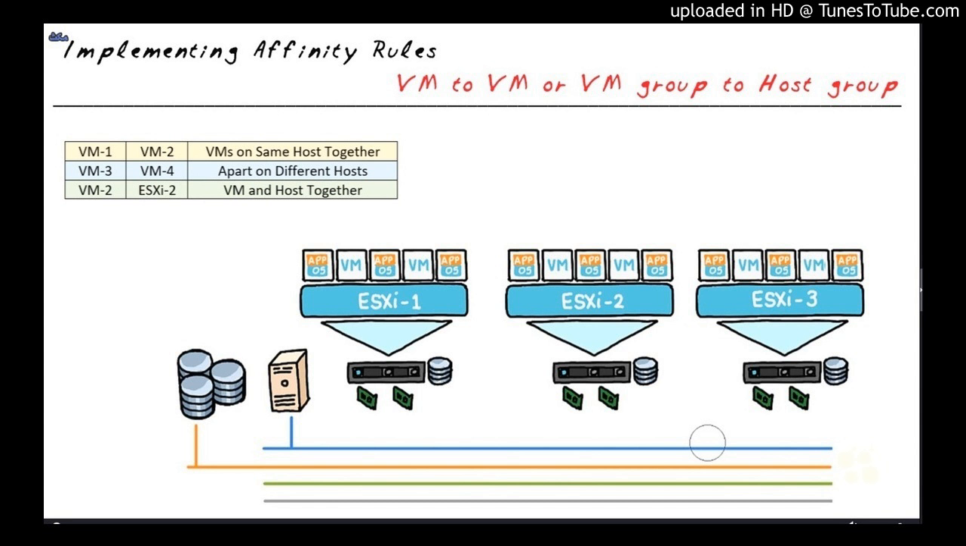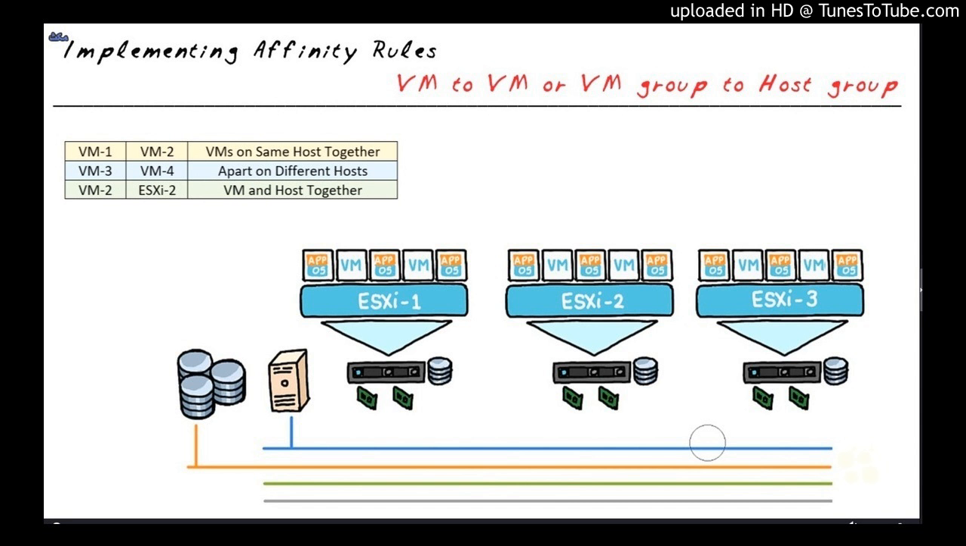So with the cluster still selected, we'll click on the Configure tab once again, and under Configuration on VM/Host Rules, we'll click on Add, and this time we'll add an anti-affinity rule. And let's name this VM3 and VM4 apart. We'll enable the rule, and for the type, we're going to specify that we want to separate those virtual machines so that they're not running on the same ESXi host.